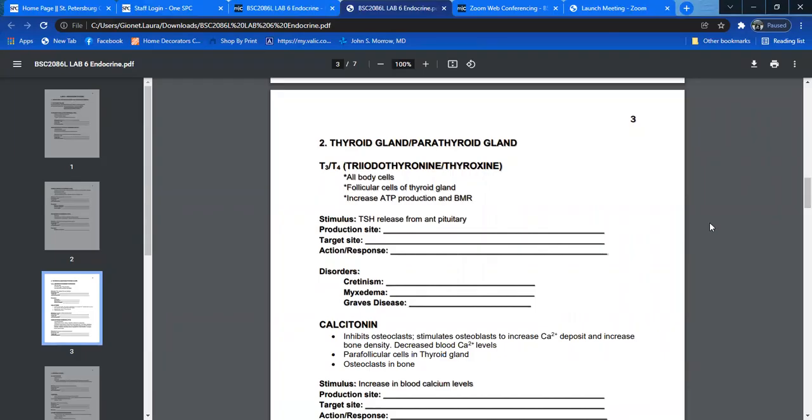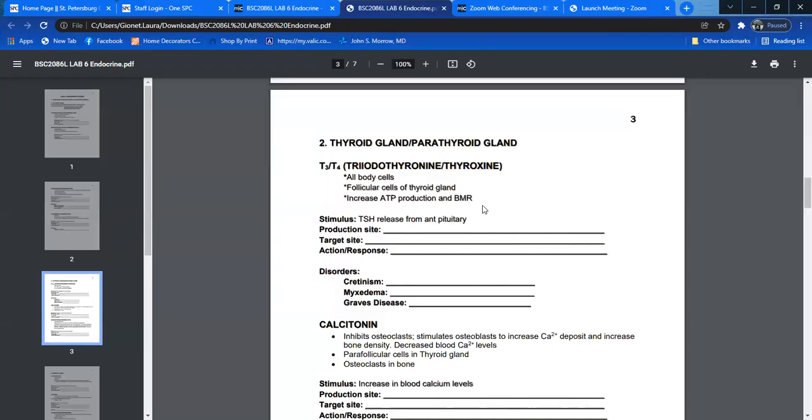All right, now we're going to move down to the thyroid gland, thyroid and parathyroid. Well, 2 out of 3 of these hormones you're already familiar with because this was covered in A&P 1 in the skeletal system, how we're trying to regulate blood calcium levels. So we have a new hormone, T3, T4, sometimes referred to as either tetraiodothyronine or triiodothyronine, and sometimes referred to as thyroxine. The stimulus for its release is thyroid stimulating hormone from the anterior pituitary.